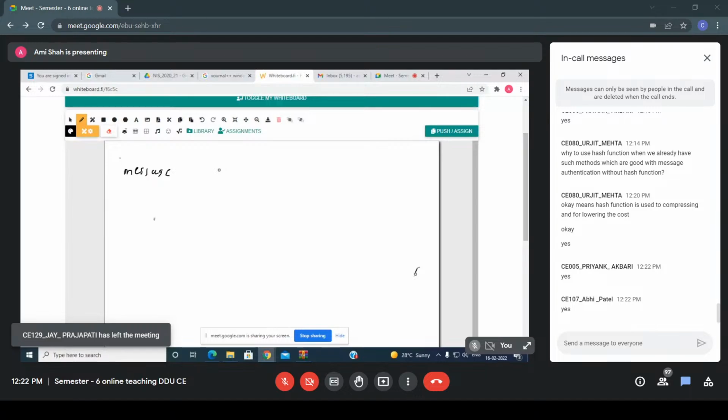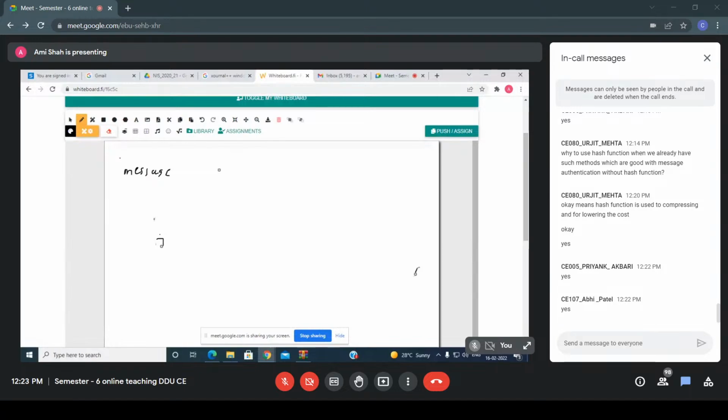Is it fine, everyone? If the message is very large, Alice performs a hash function and gets a hash code. The question is how the authentication is done. Both parties have a common shared secret key K. Alice encrypts the hash code, let's say it is Y, and sends the original message along with the encrypted value to Bob.